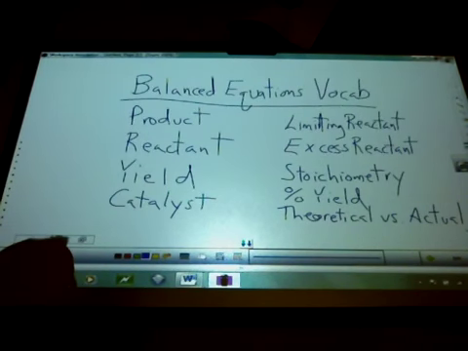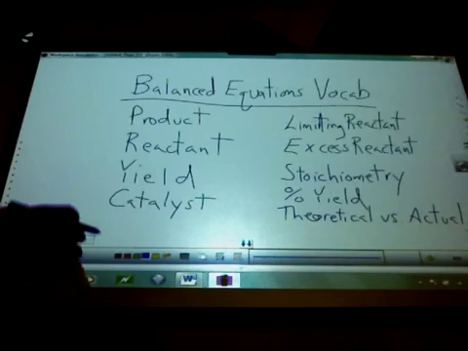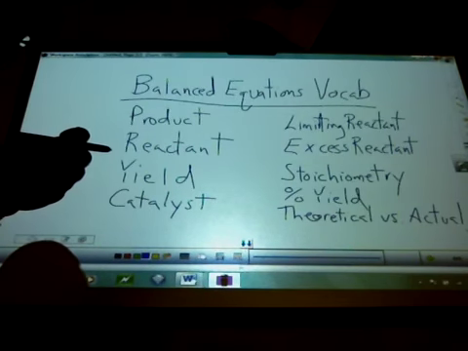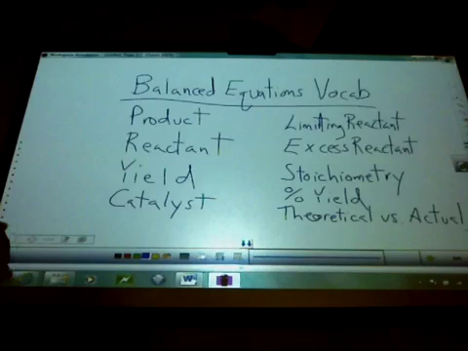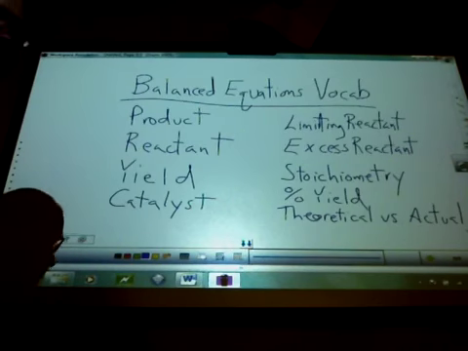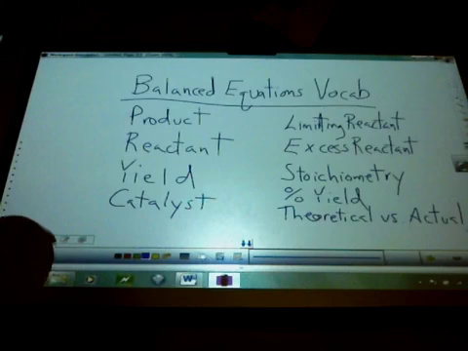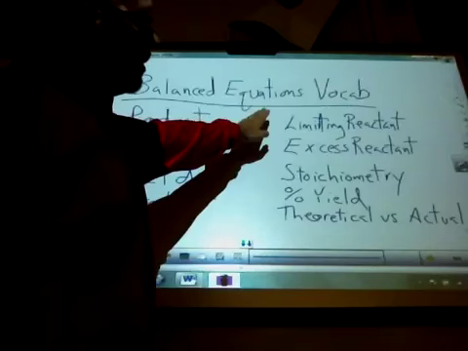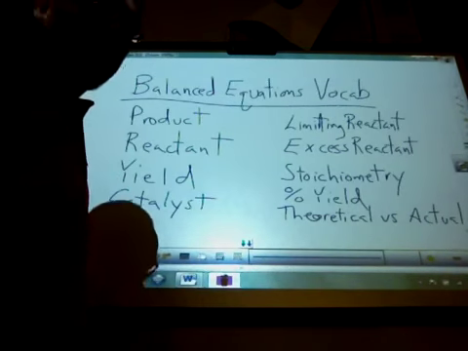Yield is the arrow that goes up in a balanced equation, and that yield means that it is time to react or to go through. A catalyst is a substance that is added to chemical equations to generally speed up or slow down the desired effect, a reaction. Over here we have two terms, limiting and excess reactants.